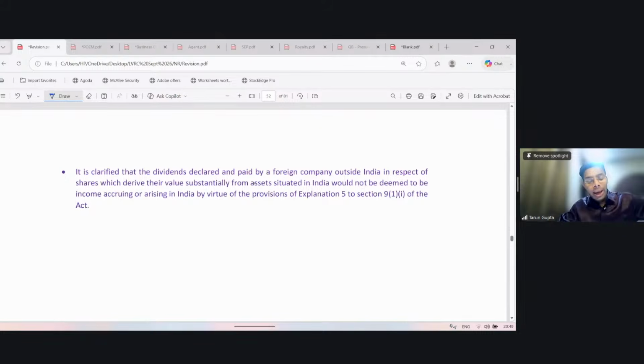Lastly, it is clarified that dividend declared and paid by a foreign company outside India in respect of shares which derive their value substantially from assets situated in India would not be deemed to be income accruing or arising in India by virtue of the provisions of Section 9(1)(i). So it says this assumption that shares deriving substantial value from assets in India shall be deemed to be located in India is only for 9(1)(i). It is not for dividend.